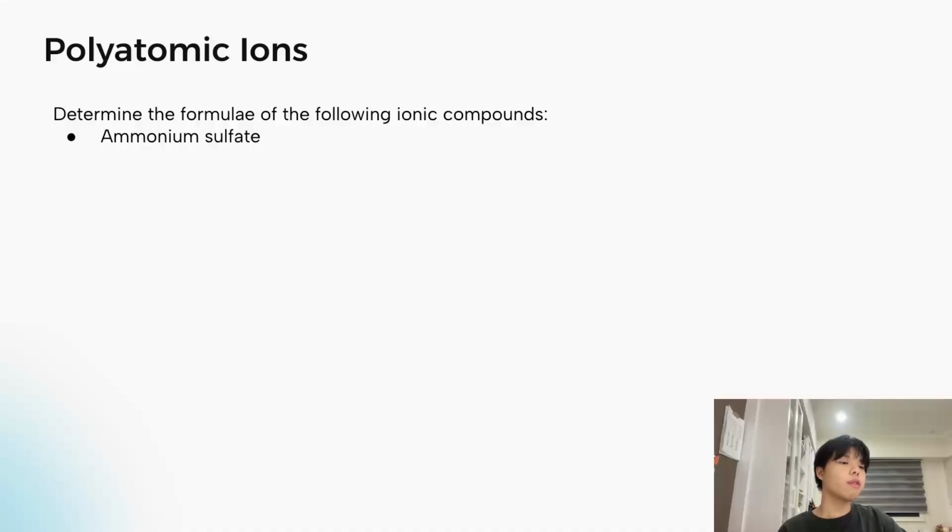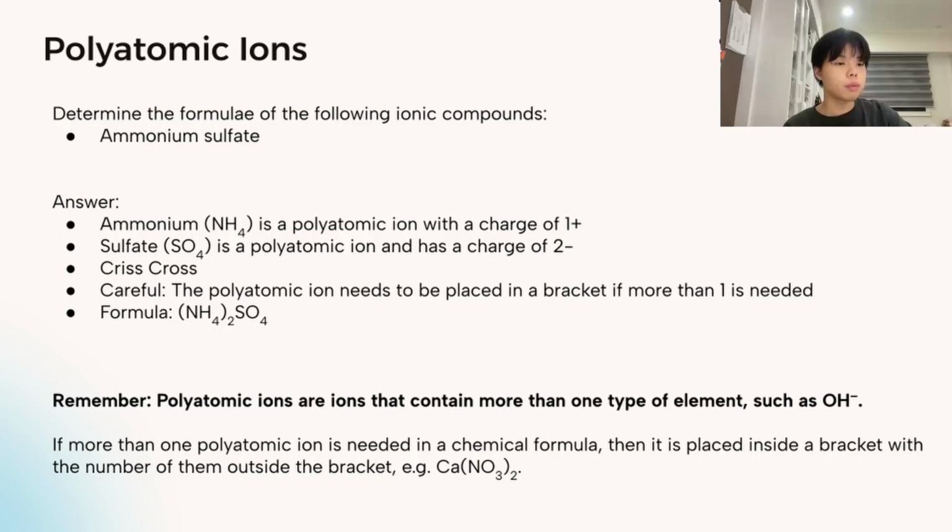Determine the formulae for the following ionic compounds. Ammonium sulfate. So ammonium, NH4, is a polyatomic ion with a charge of 1 plus. As mentioned above, this is an exception. It is normally negative, but ammonium is an exception.